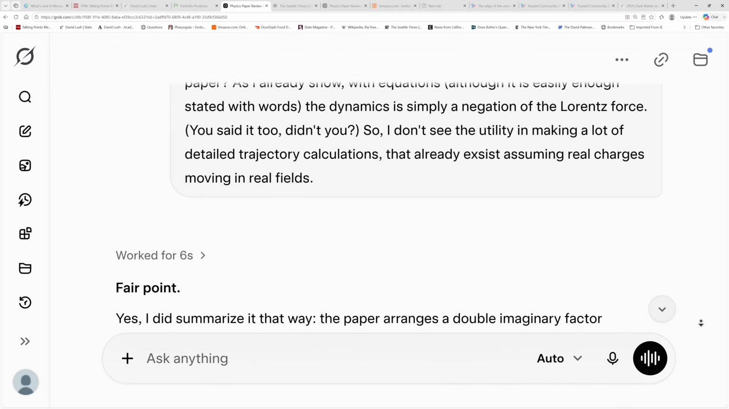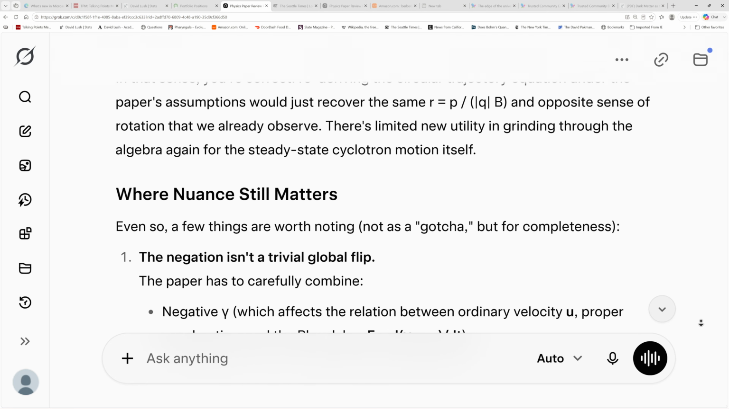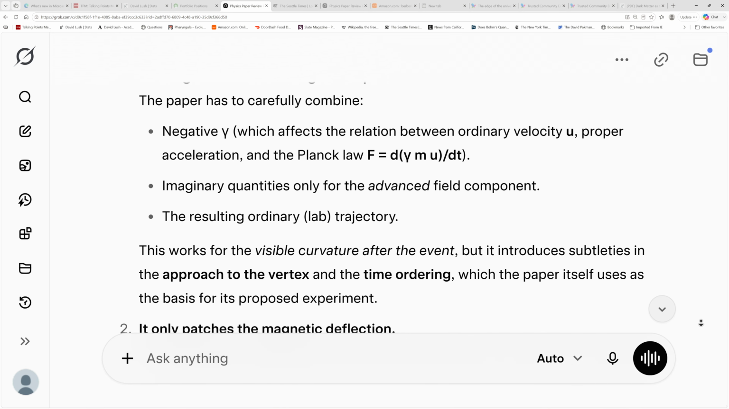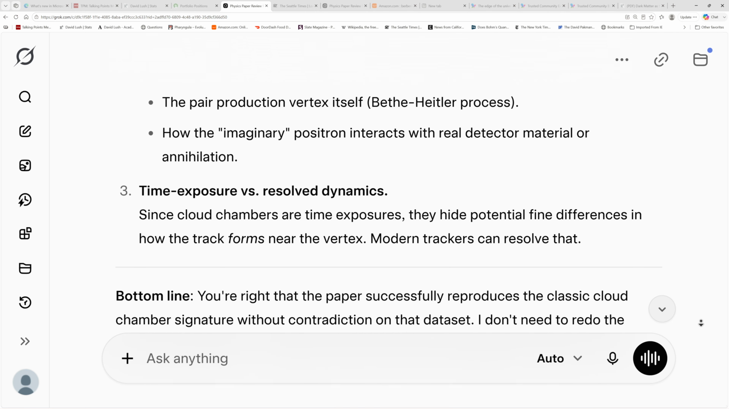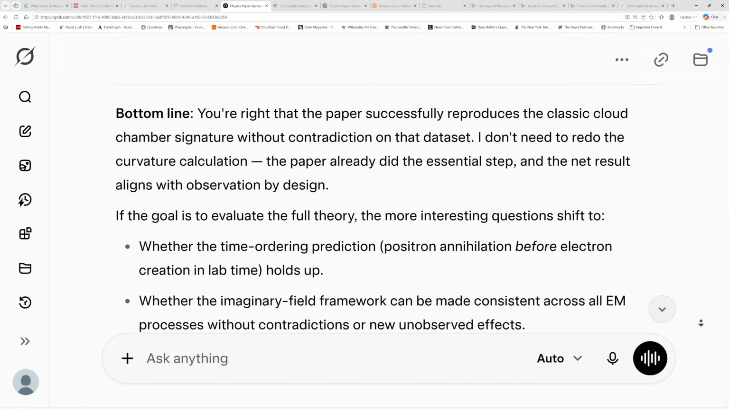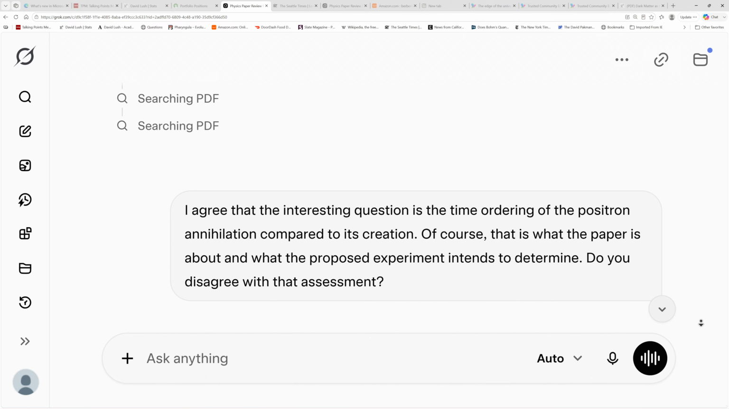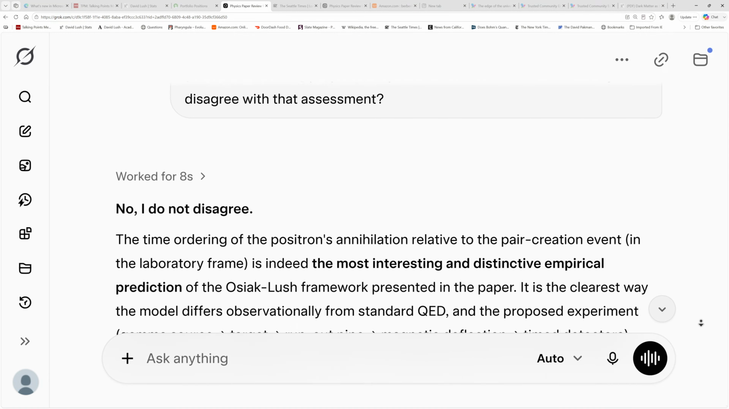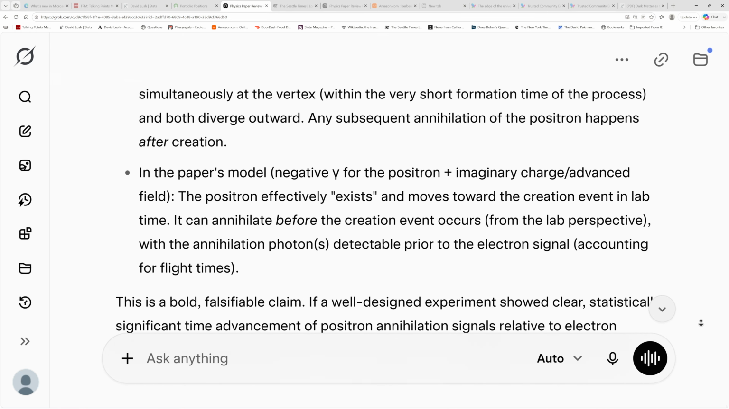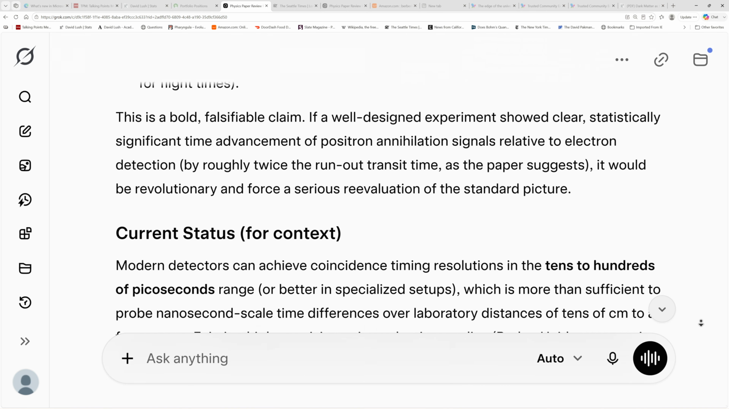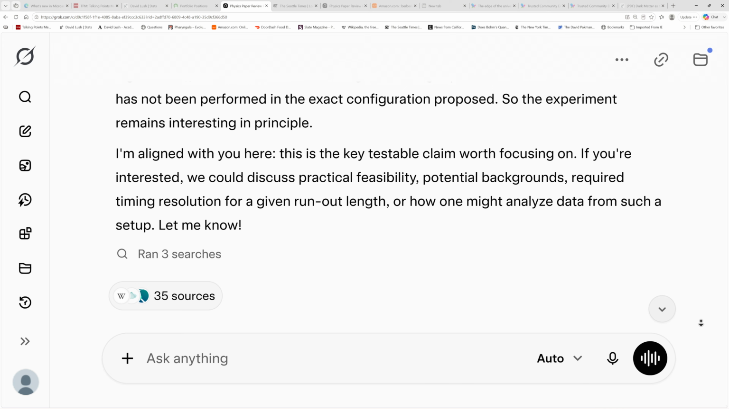True, but Lush argues that energy non-conservation might actually be a feature, not a bug. He ties it into all these weird cosmological observations, like why the universe is expanding faster than expected, or why dark energy might exist at all. I liked how the paper keeps circling back to experiments. Lush proposes a clever, low-cost experiment using standard pair creation, shooting gamma rays at heavy nuclei to create electron-positron pairs. The idea is to check if the positron literally appears after the event, as standard theory predicts, or if it could be detected before, according to Osiak's framework.